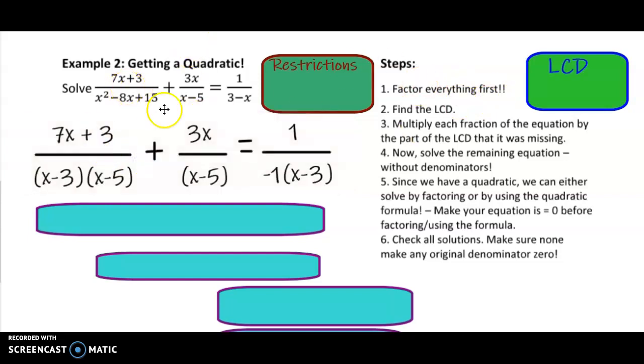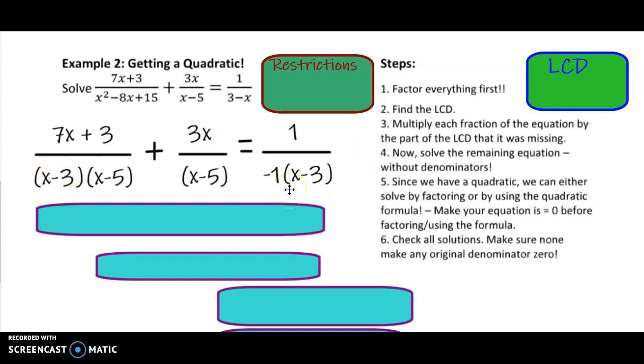So when I factor all parts of this, I end up with 7x plus 3 doesn't factor. The denominator factored to x minus 3 times x minus 5. This one, nothing factored. The last one, technically I factored it because I wanted to turn that 3 minus x around. I didn't want to leave it as 3 minus x. I wanted to turn it into x minus 3 so that it would match up with another factor I had.